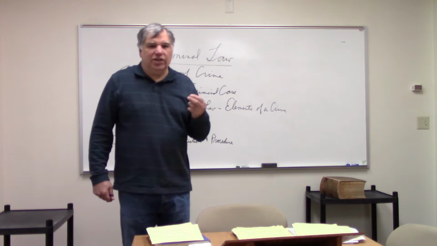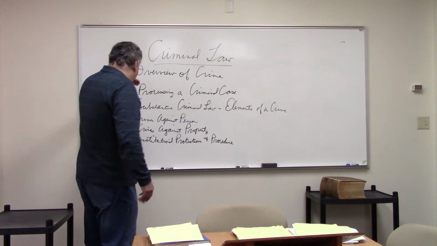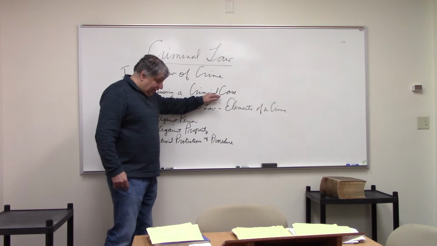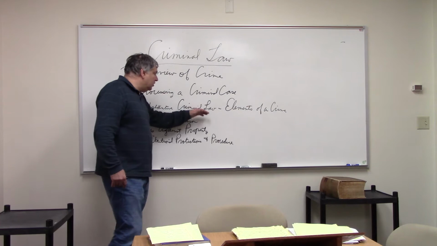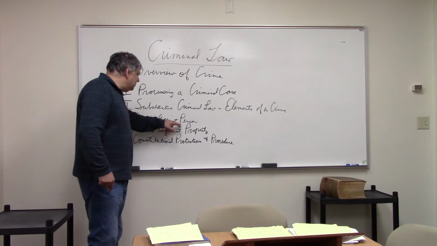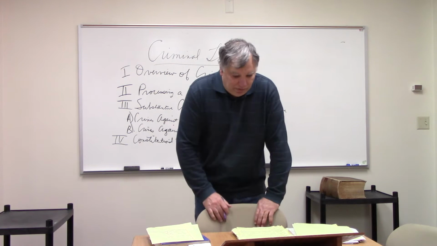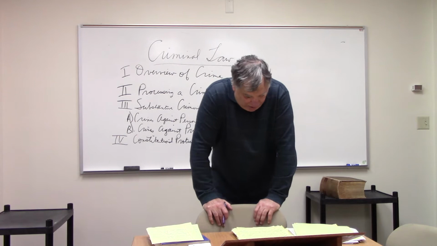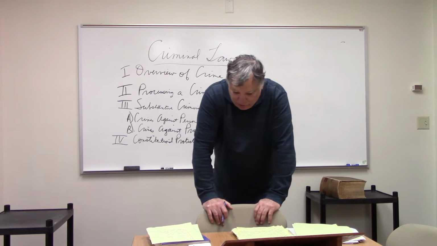And to this point, what we've done with criminal law is we've given you an overview of crime in the United States, where we gave you all the statistics and put things in a comparative perspective for you. We talked about how you process a criminal case, and we started talking about substantive criminal law, or the elements of different kinds of crime. So we talked first about crimes against the person. And in talking about crimes against the person, we talked about a number of different kinds of crimes. So we talked about murder, manslaughter, assault, battery, rape, robbery, and mayhem. And those are the major crimes against the person.